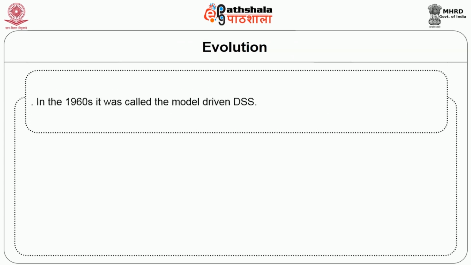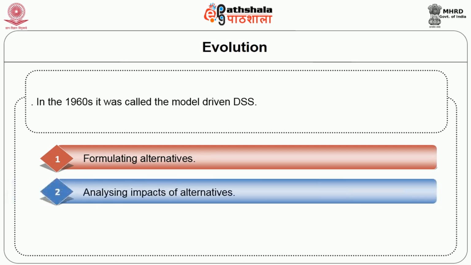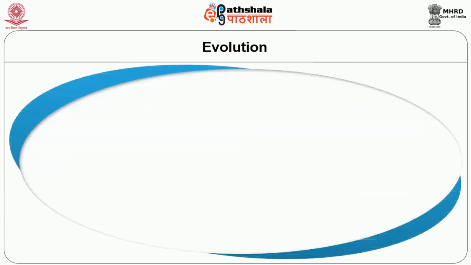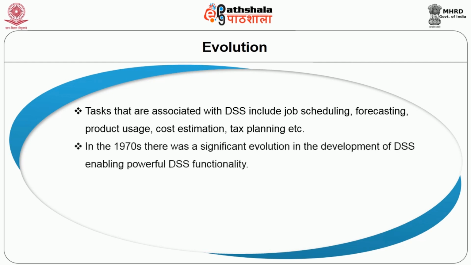In the 1960s, the model that was used was to formulate alternatives. That was all the DSS was able to do: formulate alternatives, analyze impacts of those alternatives, and interpret and select appropriate options. Tasks that were associated with DSS were job scheduling, forecasting, product usage, cost estimation. Basically, it was used in the technology manufacturing aspect of the industry.